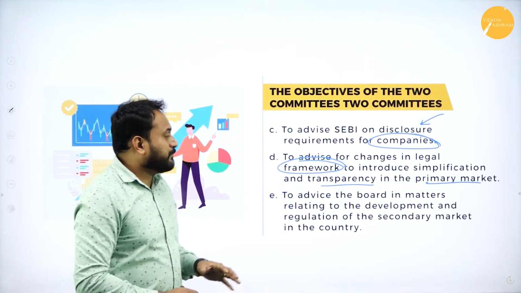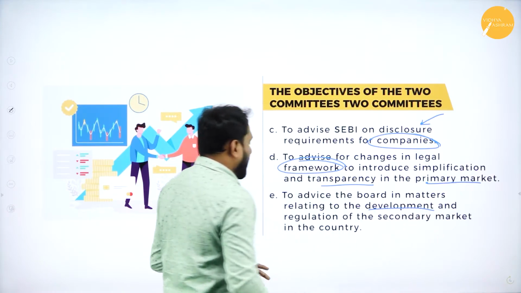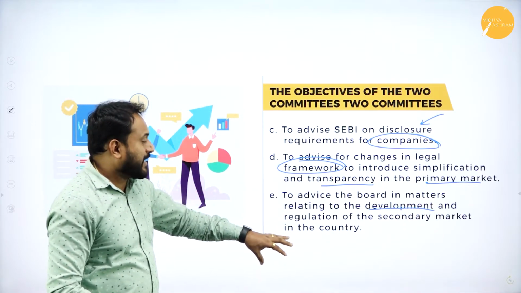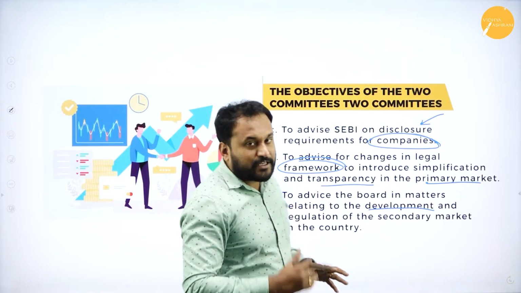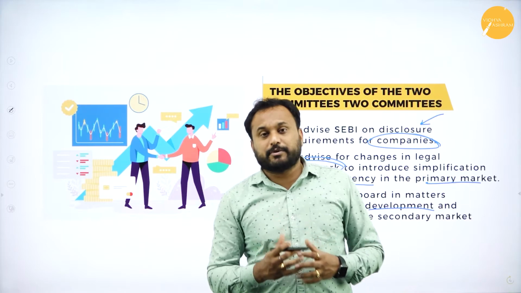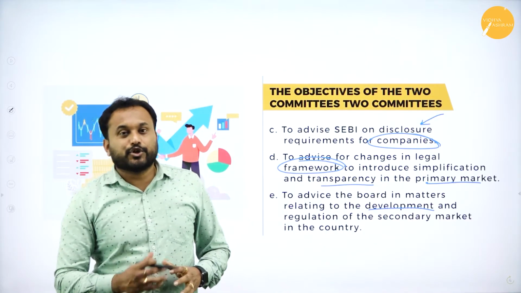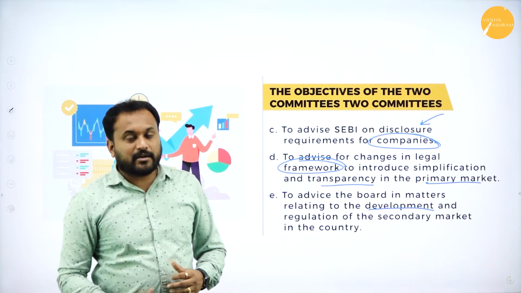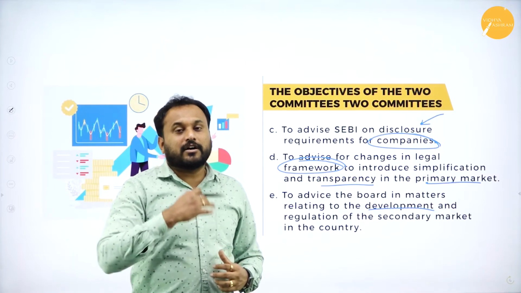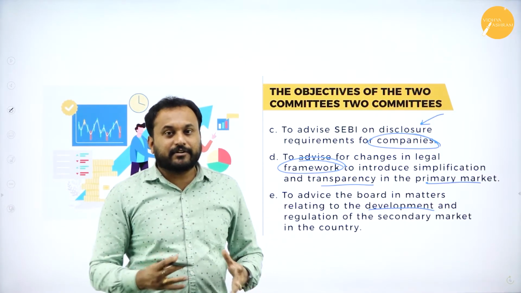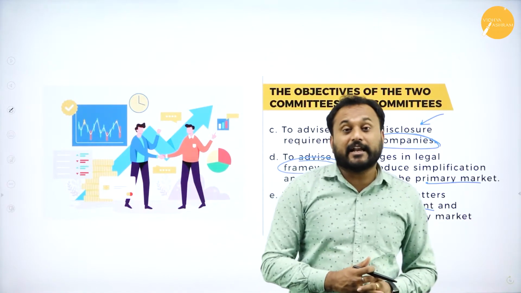To advise the board in matters relating to the development and regulation of the secondary market in the country. So their main aim is what? To make sure that the primary market in India should be very good as well as the secondary market. If we compare USA stock exchanges like Nasdaq or New York Stock Exchange, and if you compare China or Hong Kong or Shanghai or even the UK stock exchange, they are really doing good. The reason being their regulation body.